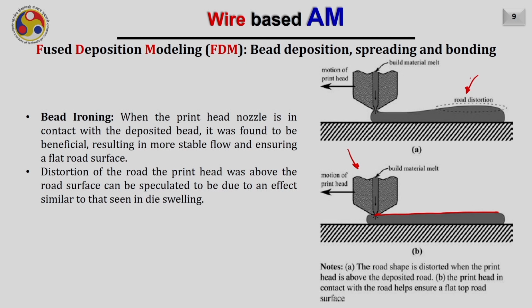So the distortion of the rod at the print head exit, above the rod surface, can be speculated to be due to an effect similar to that seen in die swelling. Meaning, when the bead is deposited, there will be some stresses inside, and those stresses get released radially in this direction, and hence the shape of the bead gets distorted. To avoid that, we have seen this bead ironing works very well. And that is why, when you see most of these FDM based processes, the nozzle touches the bead and deposits it. That is the reason behind that.